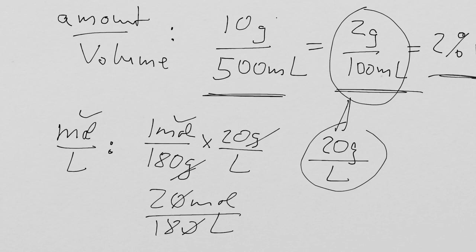2 divided by 18 equals 0.11 mole per liter. Did I do it right? And this is also a perfectly valid concentration. Does that make sense? Again, all hail dimensional analysis.